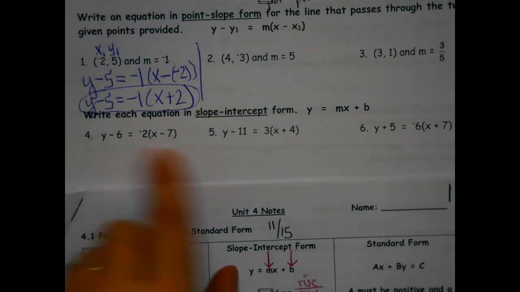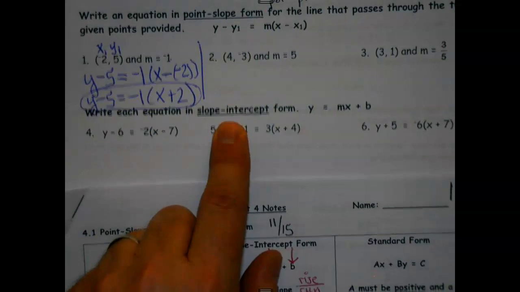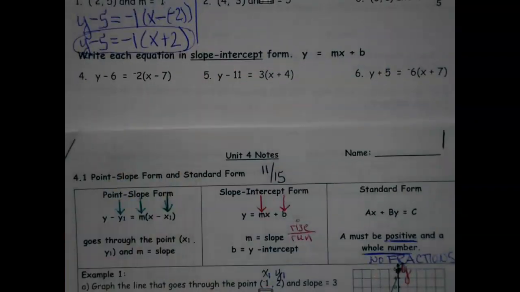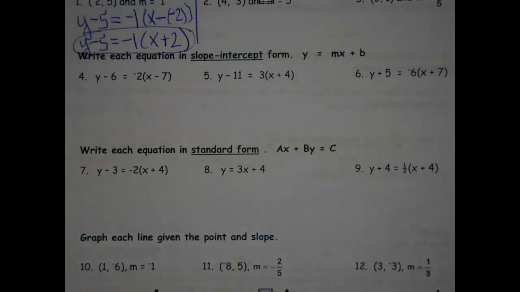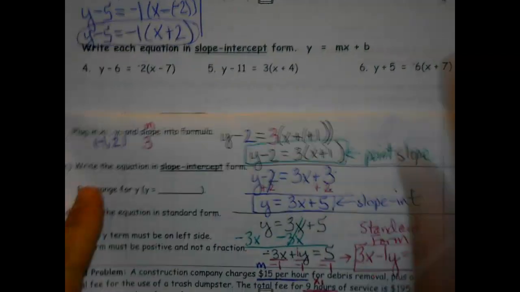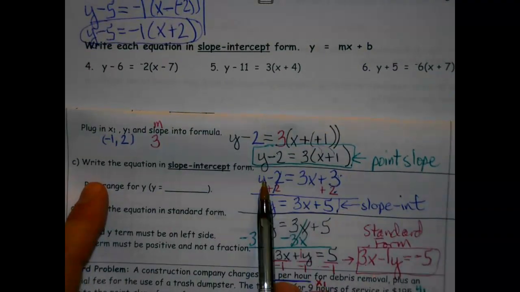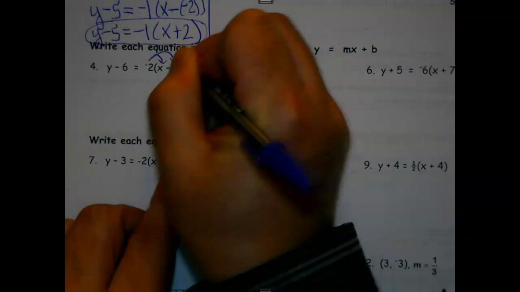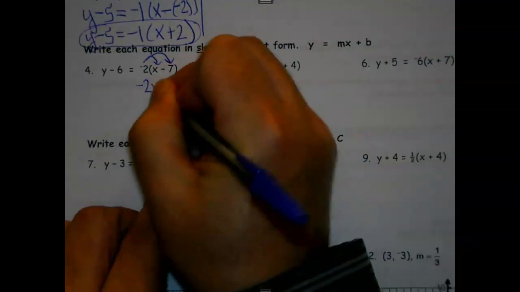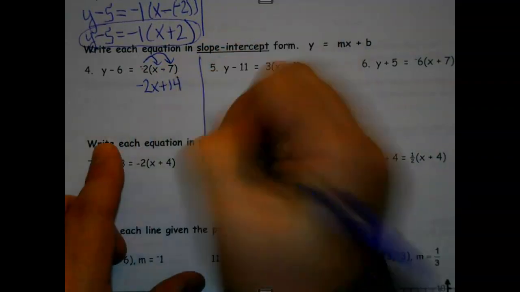Now the next ones, they're already in point-slope form. But we want them in slope-intercept. So, if I need assistance on that, let's kind of fold this up a little bit. And I go, okay, so basically we distributed to get to here, then we minus that. Okay, so we distribute. Negative times negative is positive. Got to be looking for the details.